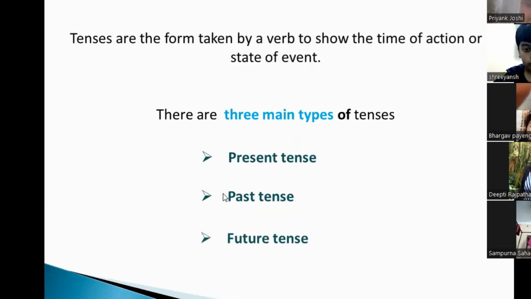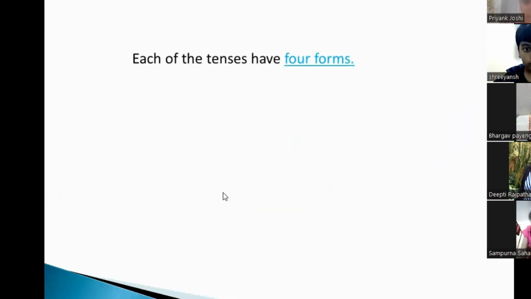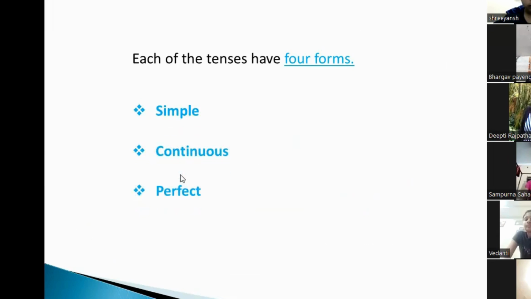Each of these three main types is again classified into four subtypes. If you take the past tense, you are going to have these four subtypes: simple tense, continuous tense, perfect tense, and perfect continuous tense. In past tense, we have simple past tense, past continuous tense, past perfect tense, and past perfect continuous tense.